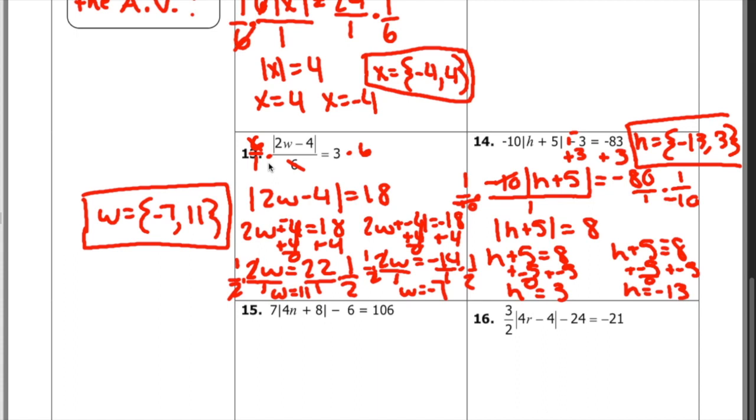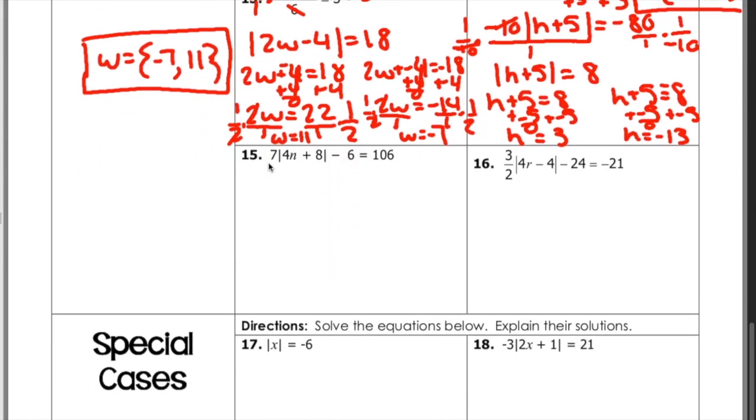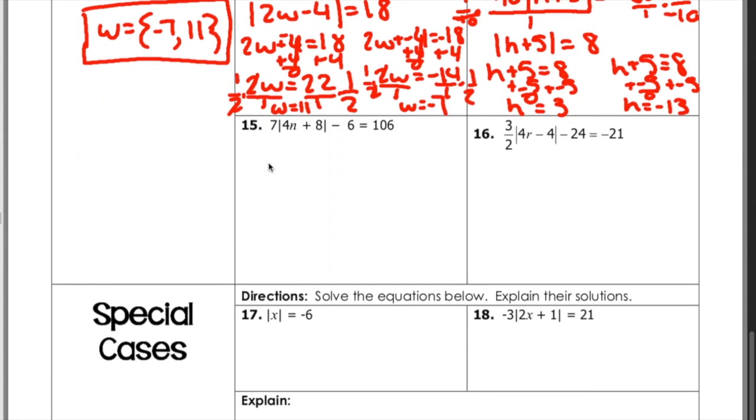Okay, we are going to skip down to number 17 and number 18. So these are some special cases. It says solve the equations below and explain their solution. If you look at number 17, it says the absolute value of x equals -6. Well, our solution for number 17 is going to be null, right? There is no number that you can plug into that absolute value sign and get -6, because the absolute value of a number cannot equal a negative number, right? Once we isolate it, it has to be positive. That is what we define as absolute value, right? A number's distance from 0, it is a positive number.